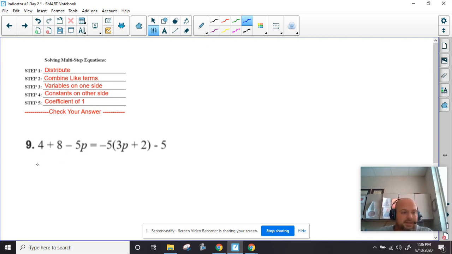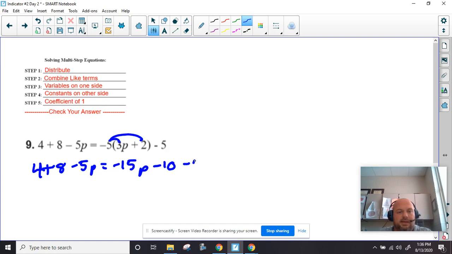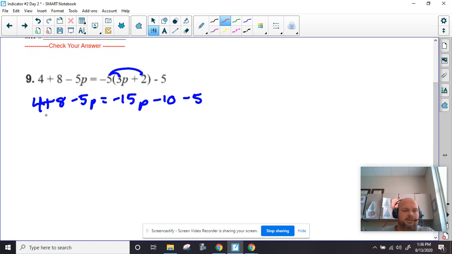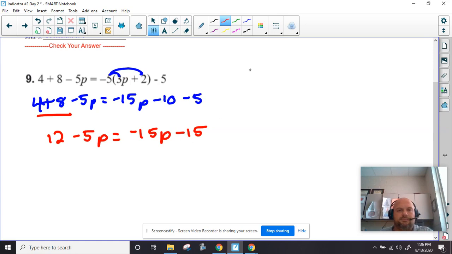All right. Don't have to do anything here. 4 plus 8 minus 5p is -15p minus 10. And then tag on the 5. Don't distribute this right here. It's not in parentheses. Now, I'm going to combine like terms. So this becomes 12 minus 5p, -15p minus 15.